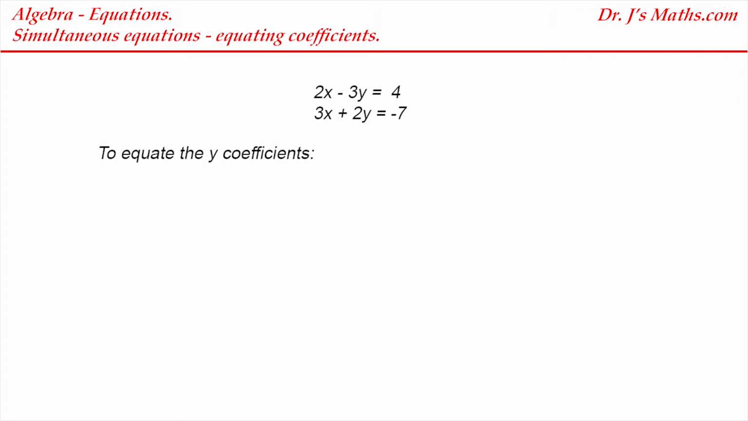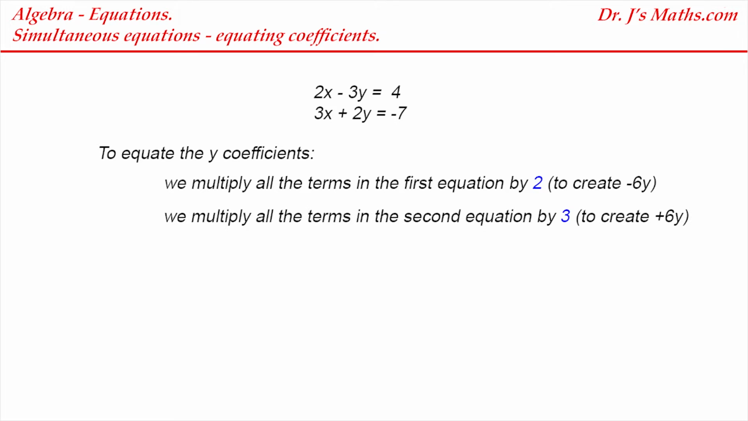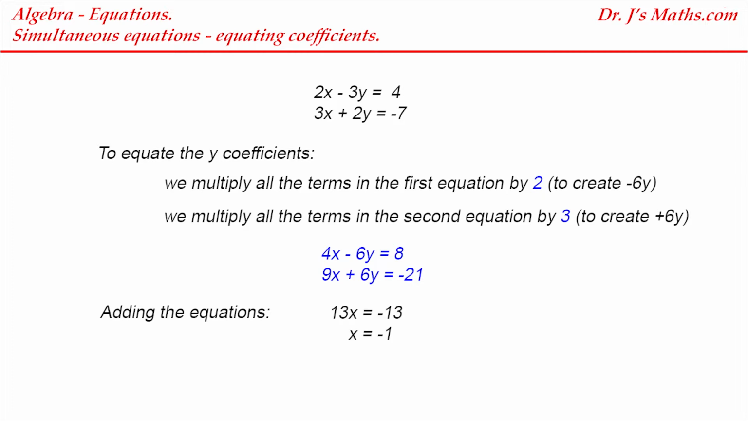So to equate the y coefficients, we multiply all the terms in the first equation by 2, and that's going to create a minus 6y, and we multiply all the terms in the second equation by 3 to create a plus 6y. So we do that. 2 times 2x is 4x, minus 6y equals 2 times 4 is 8, and multiplying by 3 we have 9x plus 6y equals minus 21. So add the equations together, we get 13x, the y's cancel out, and minus 13 on the right hand side. So x is equal to minus 1.